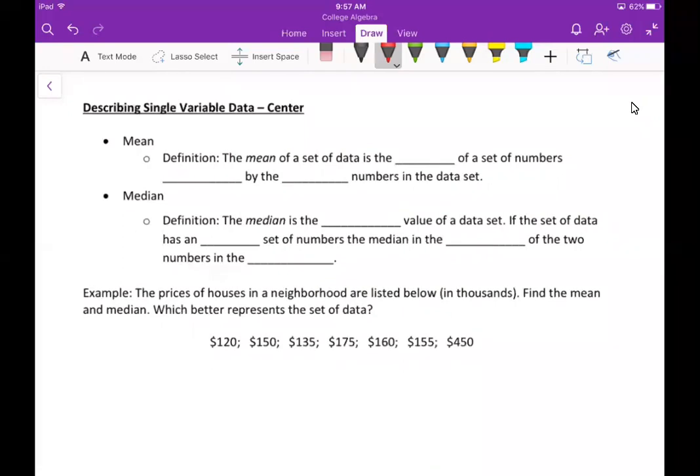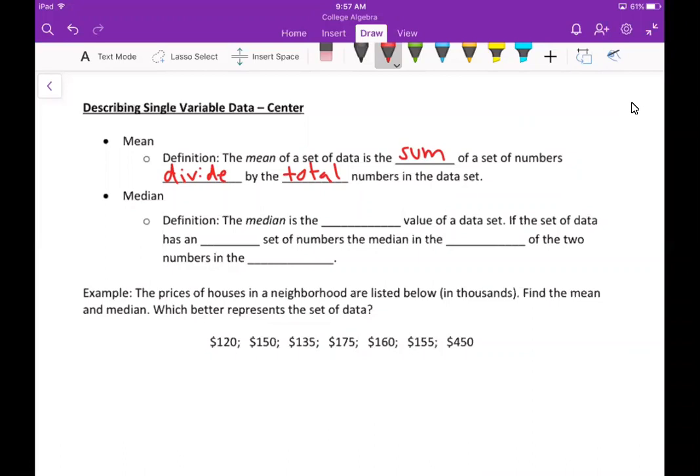So these two measures of center are something that hopefully you've seen before. The mean is also called the average, so you might recognize that word more than mean. But the average or the mean is just the sum of all the numbers in the data set, and then you divide by the total number of numbers in the data set. Okay, that's your typical measure of center.